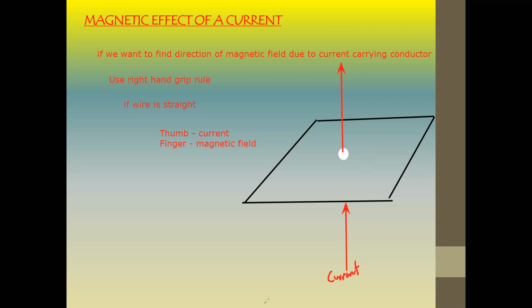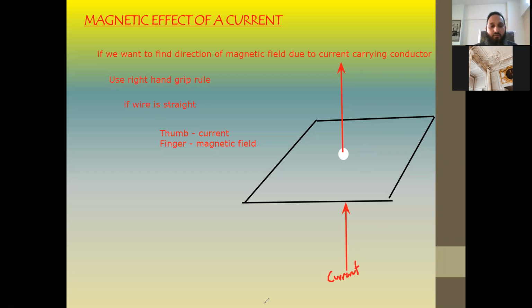What is the right hand grip rule? According to it, if this is a wire carrying a current, your thumb should point in the direction of the current. My thumb should point up, and my fingers should rotate in the direction of the magnetic field. For this figure, the direction of the current is up, so my thumb is pointing up and my fingers will turn around it. I should use my fingers to show the direction of the magnetic field.